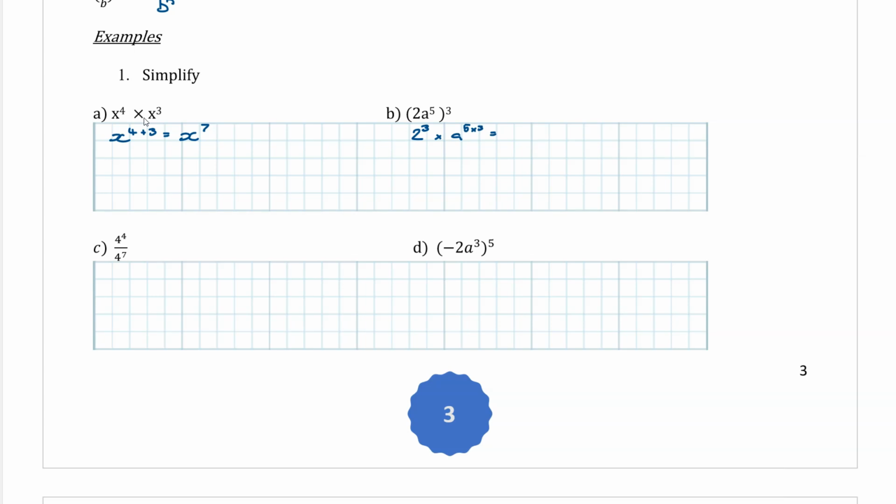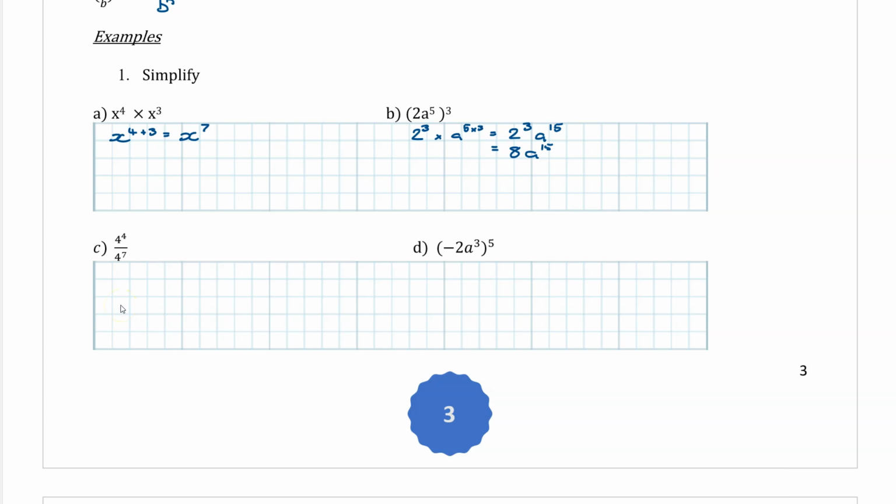And then simplifying that out, we could leave it as 2 to the power of 3, like so, and then a to the 15. Or we could simplify it, and we could deal with this coefficient at the front, and 2 times 2 times 2 is going to be 8, so 8a to the power of 15.